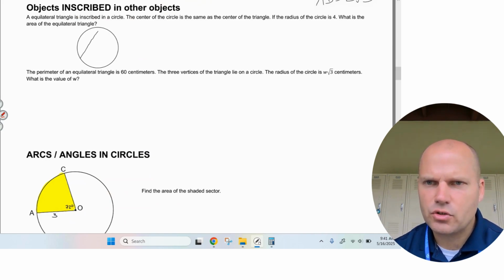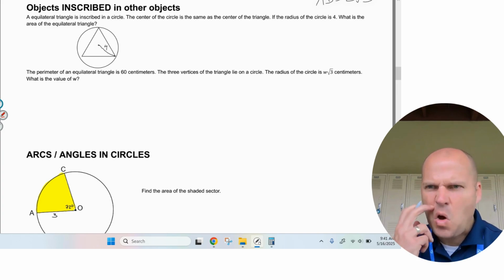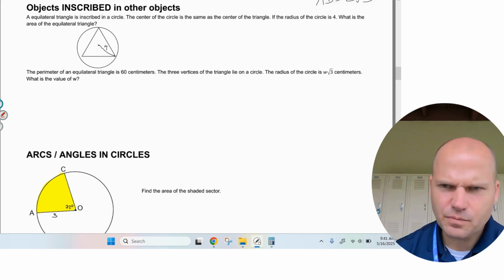An equilateral triangle is inscribed in a circle, so it's on the inside. The center of the circle is the same as the center of the triangle. The radius of the circle is 4, so that goes to this vertex, that this is 4. What is the area of the equilateral triangle?